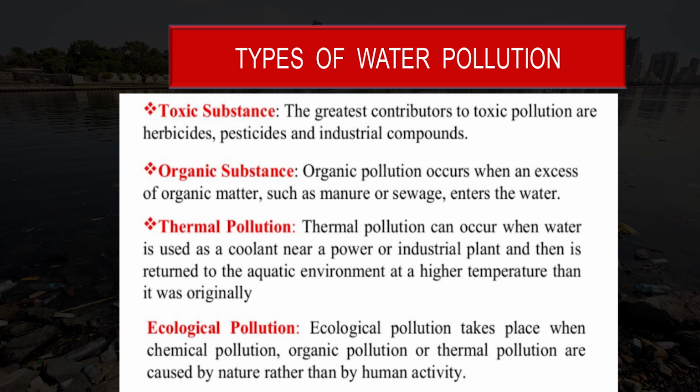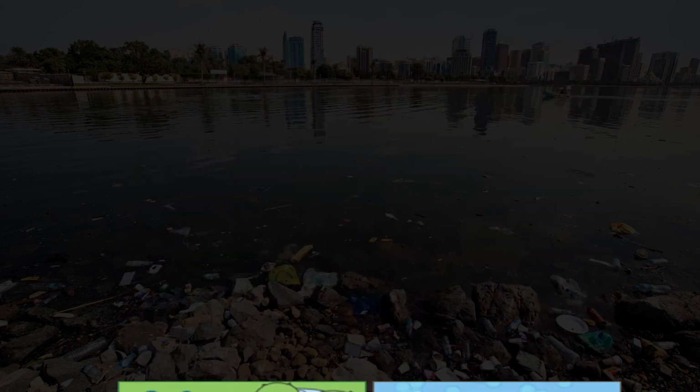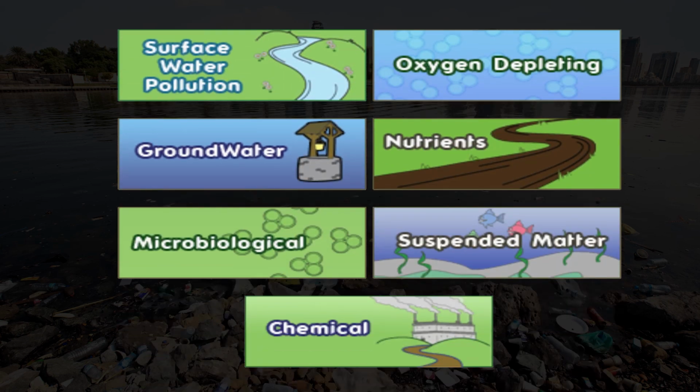So, in total we have 4 types of water pollution. Number 1 is the toxic pollution, number 2 is the organic pollution, number 3 is the thermal pollution and number 4 is the ecological pollution. Now, all these come from different sources. First one is the surface water pollution. It mainly contributes to the depletion of oxygen.